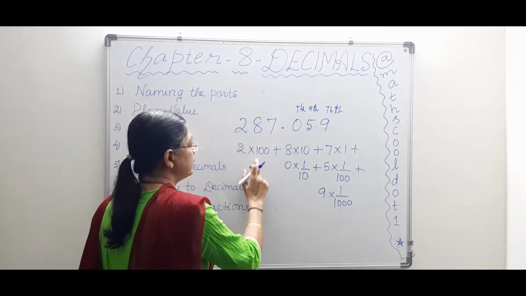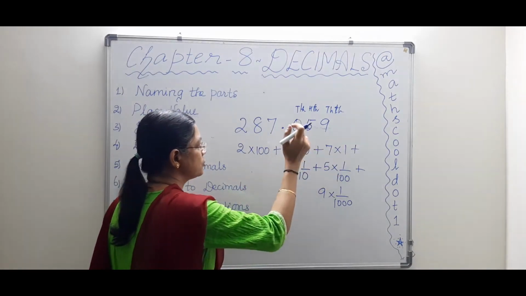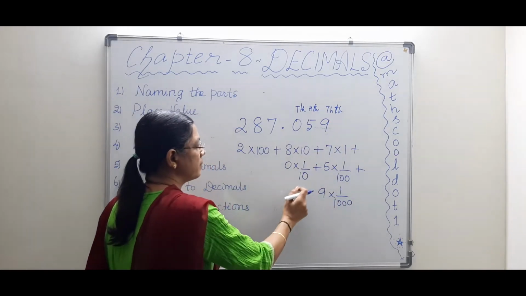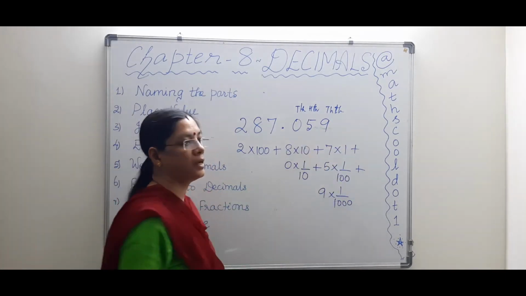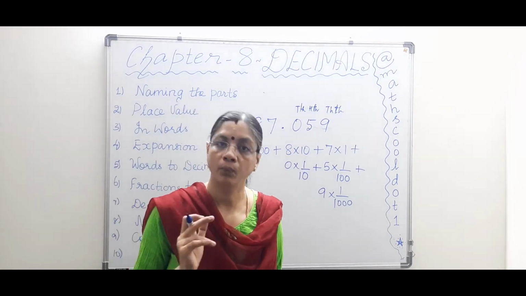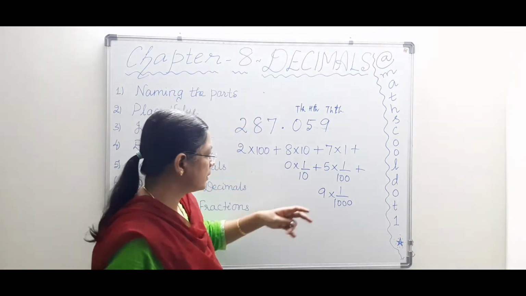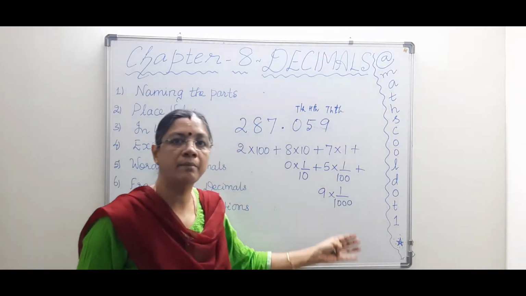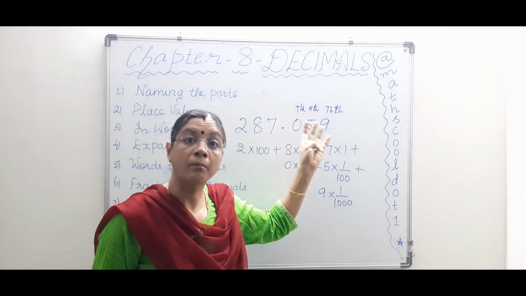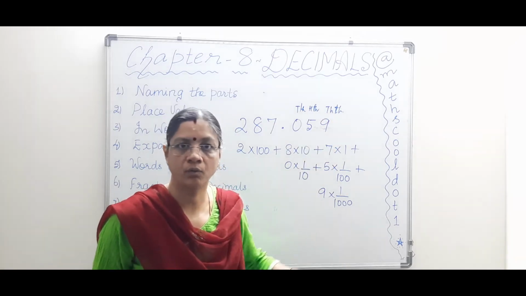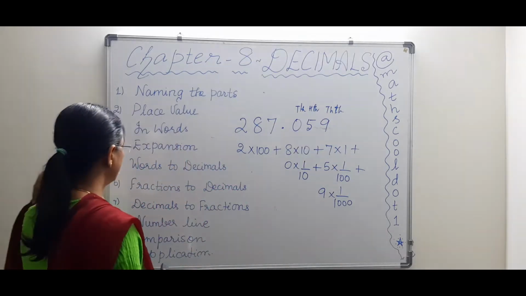Now 2 into 100, 8 into 10, plus 7 into 1, plus 0 into 1 by 10, 5 into 1 by 100, and 9 into 1 by 1000. This is how we expand a decimal number. Now do you understand? So whenever the expansion is given, you should be able to write the decimal number. Go back to the decimal number with the expansion given. Okay, that's right.